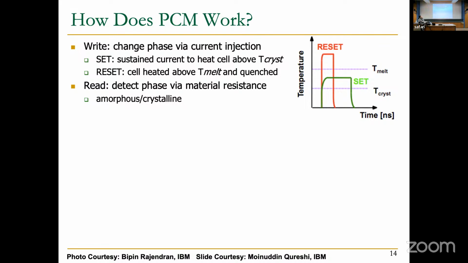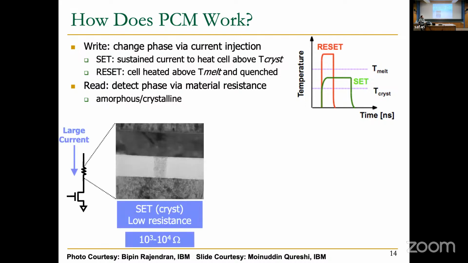So let's have a look at how to write a PCM cell. Through the change of phase by current injection, we can do two operations. There are two options. One is set and one is reset. Through set, it can sustain the current to heat the cell above some threshold, so you can do the write, and through reset, the cell is heated above the melting point and changes to another state. And the read is just detecting the phase and the material resistance to check whether it's logic 0 or logic 1.